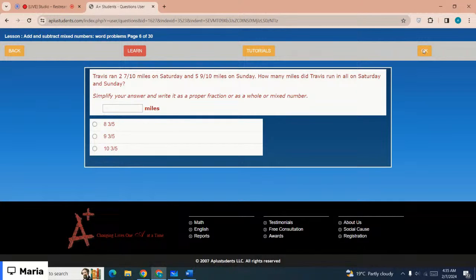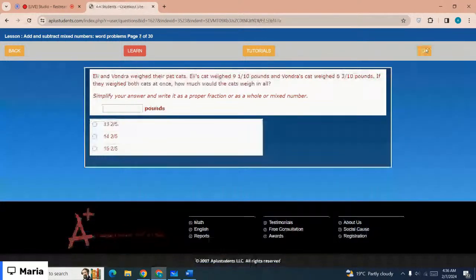8 whole 3 over 5. 9 plus 7 is 16. 10 over 10 plus 6. So yes, that is 8 whole 3 over 5. The correct option is option number 1, that is 8 whole 3 over 5. Very good.